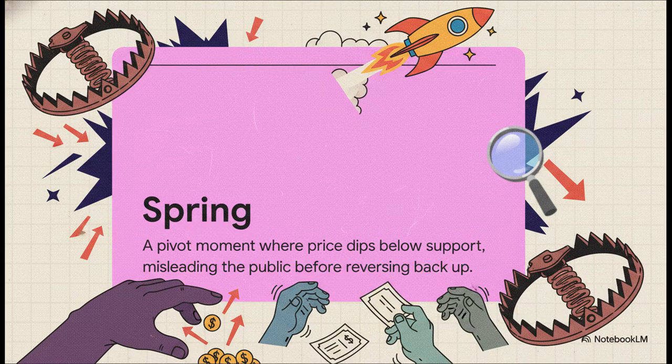It triggers all the stop losses. It makes the last few nervous holders panic and sell. But for the composite man, it's the final fire sale. It's one last chance to load up on cheap shares right before the launch.